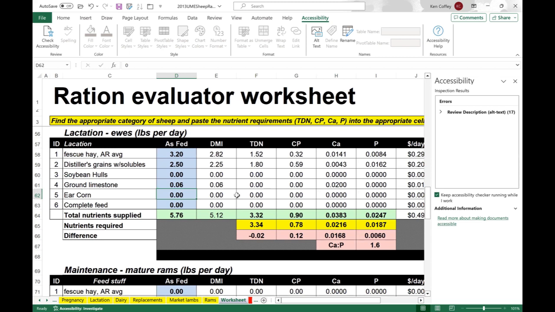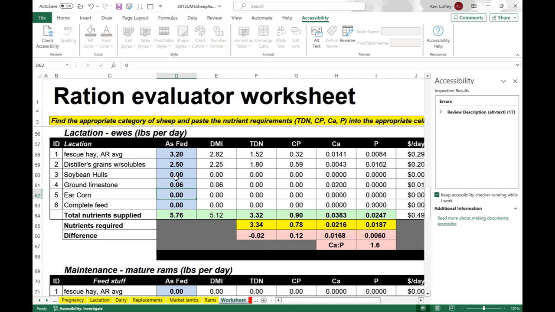And what we've done in the past, we just top dressed it in the feed bunk. If you've got a mixer, mix it in. If you're going to take this diet to the feed store and have them mix it for you, have them put it in. But it's not hard to deal with. And 0.06 pounds, if I've got 100 ewes, that's 6 pounds of ground limestone a day, along with 250 pounds of distiller's grains that I'm feeding. So that's a very small amount.